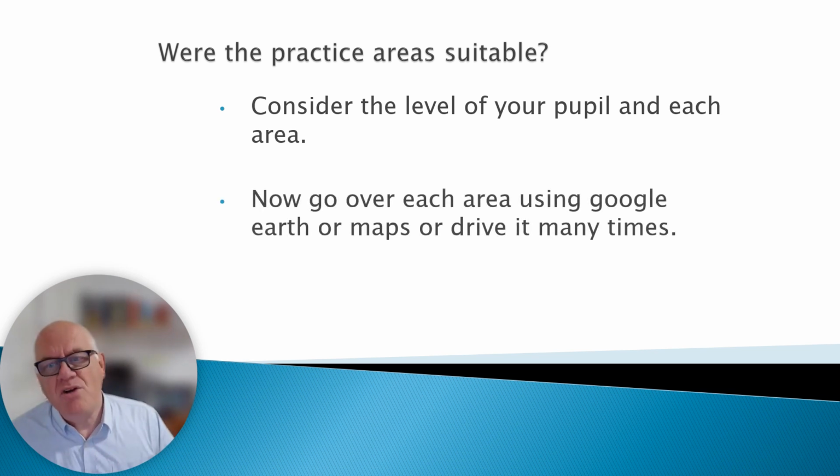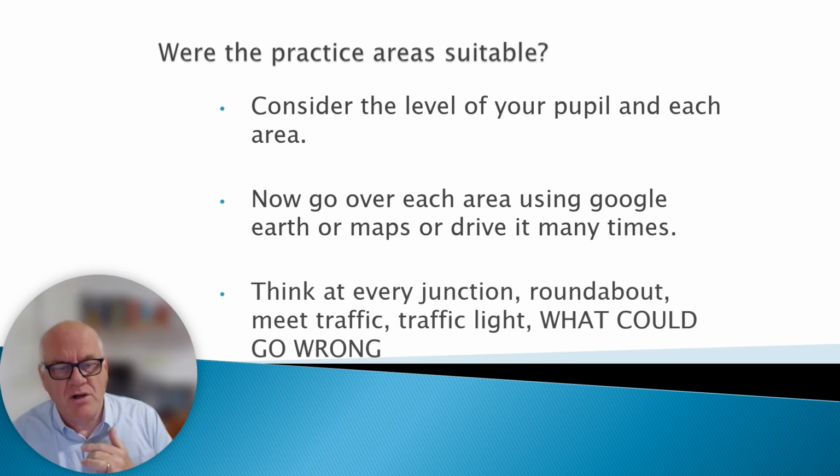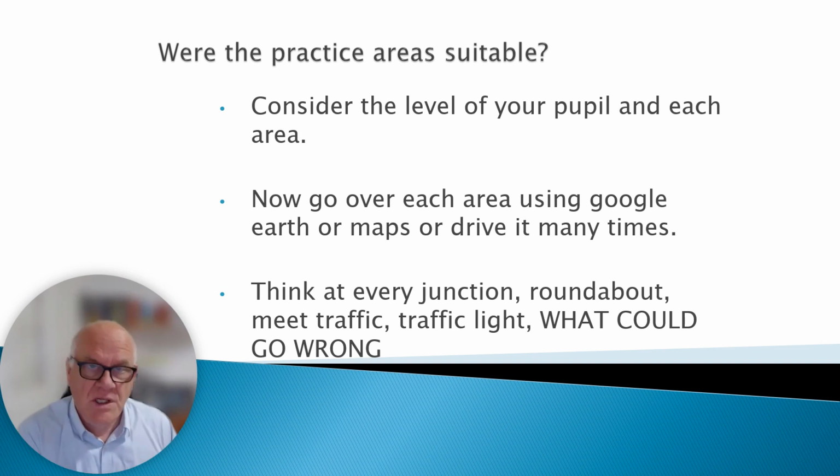Now go over that area using Google Earth, Google Maps, or just drive it many times. As you drive, at every junction, every roundabout, every meeting traffic situation, think, what could go wrong for my pupil? Your pupil may be the best at roundabouts or traffic lights, but don't assume this is going to be the case on the test, because it very often goes wrong, which we've covered before, and you will have to change the plan. So you have to plan to change the plan.